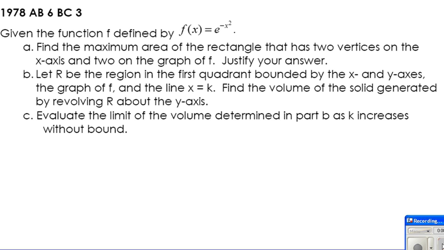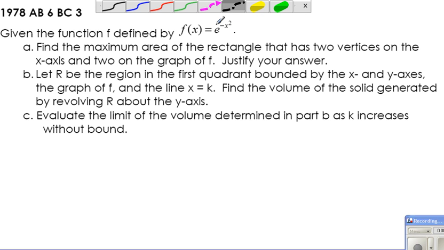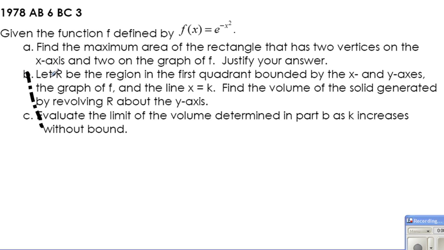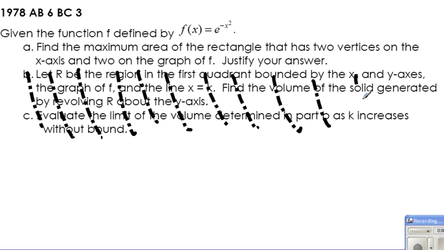Class, we'll be looking into 1978. First, I have to let you know that Part B and Part C are not part of our study for now. This will come out next term, so we're just going to erase those things. All right, and we're just going to work on A here.